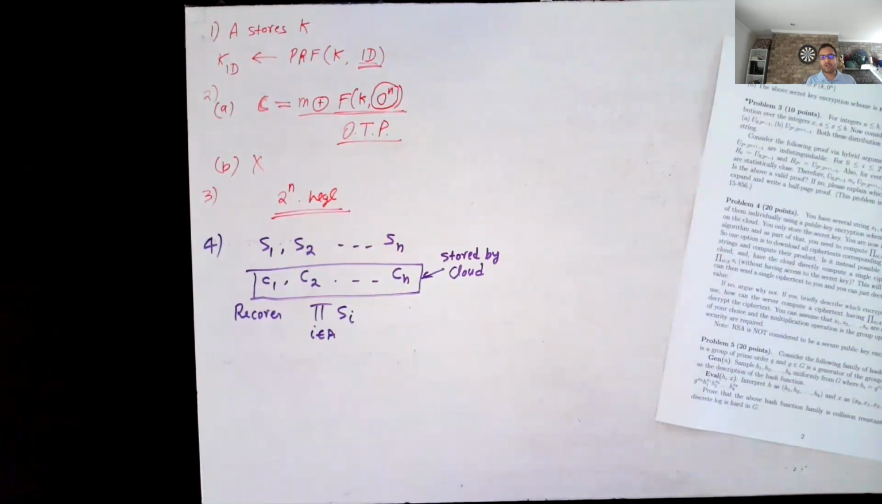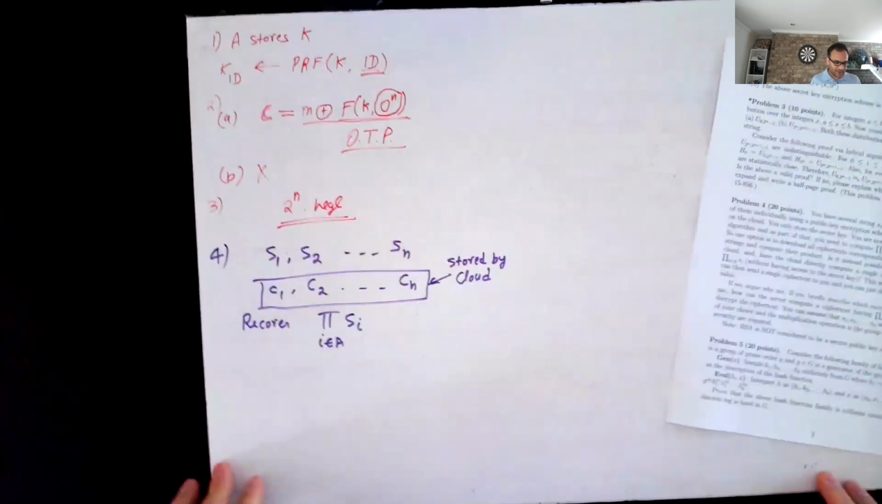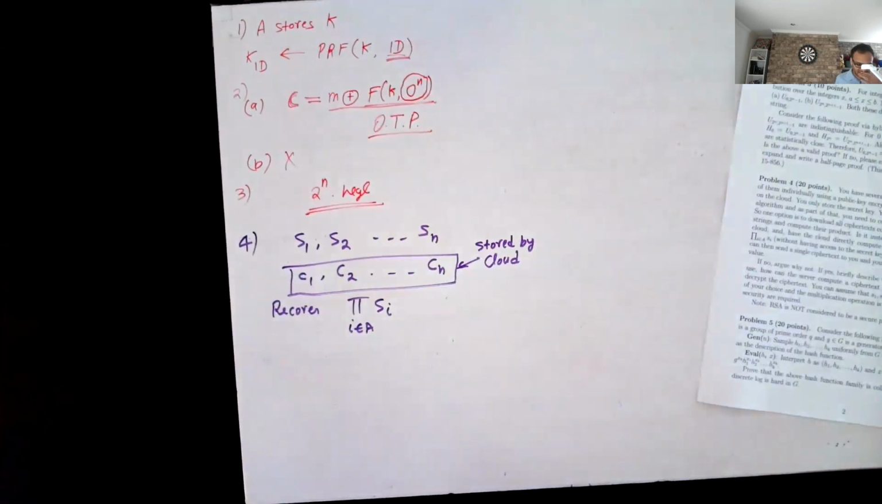Can you have the cloud compute a single ciphertext such that you just decrypt this ciphertext and you recover this quantity? And the cloud doesn't have the secret key, or in fact doesn't have any secrets at all. The cloud just stores the ciphertexts. So here the best way to do it would be to use ElGamal encryption.